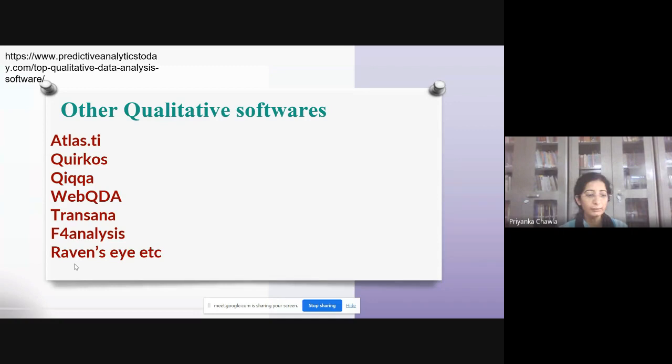Apart, NVivo is the most important tool, or we can say the most popular tool, which we can use.